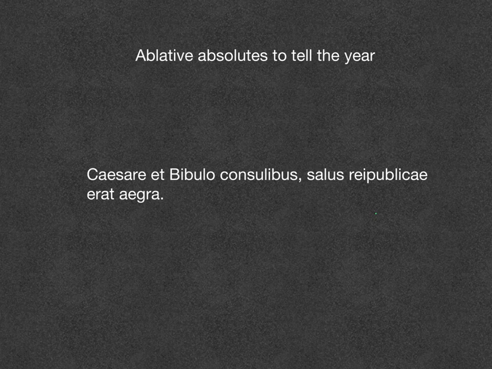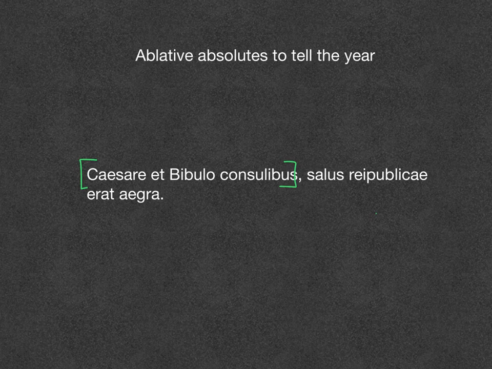And if somebody doesn't study their own country's history, they might be a little confused. So it got a little bit confusing, but I think that it was okay for most Romans. They could at least look it up. Anyway, it's in the form of an ablative absolute, and you see it here with Caesariat Bibulo consolibus. This is, of course, when Caesar and Bibulus were consuls. The health of the Republic was sick, was not good.